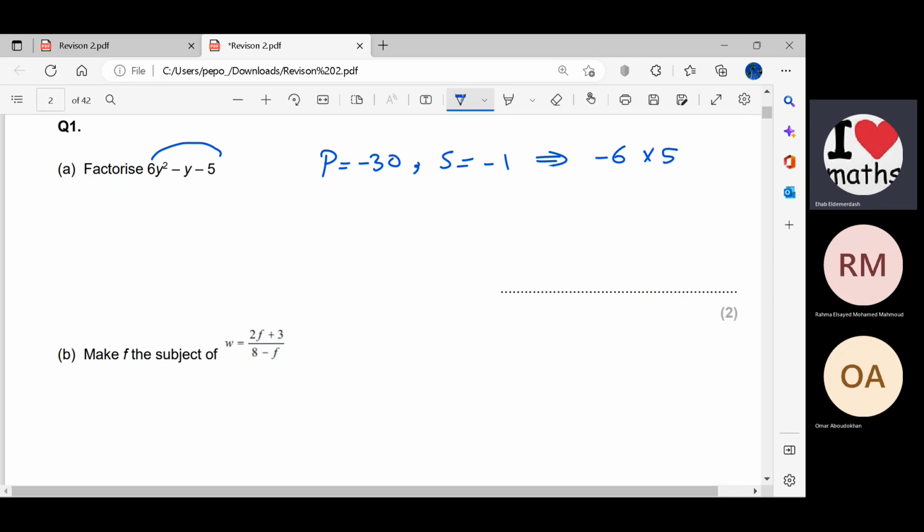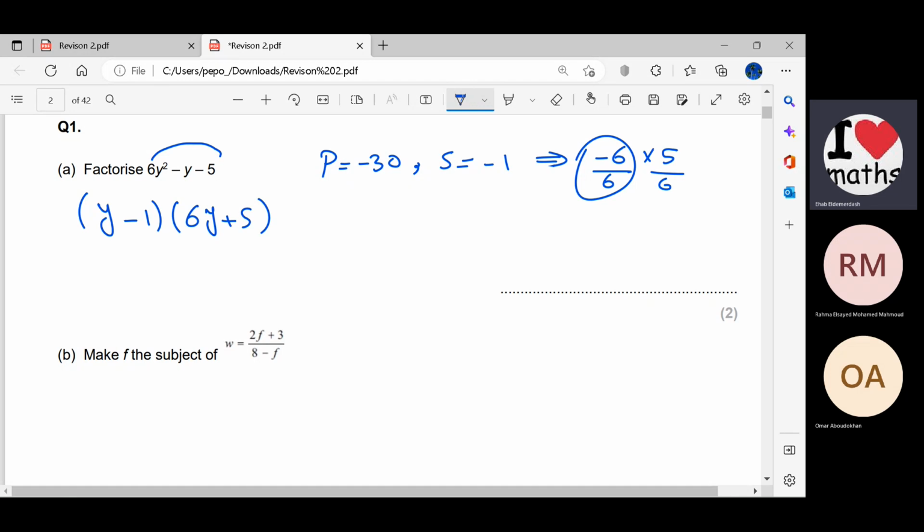I'm talking about the coefficient of y squared. If it is not equal to 1, I have to multiply this number by the last number. So it's 5 times 6, which is negative 30, and the sum equals negative 1. So the two numbers are negative 6 and 5, because the sum gives me negative 1. After that I have to divide by the coefficient, which was 6. Negative 6 divided by 6 gives me negative 1. So I have y minus 1, and the other one will be 6y plus 5.